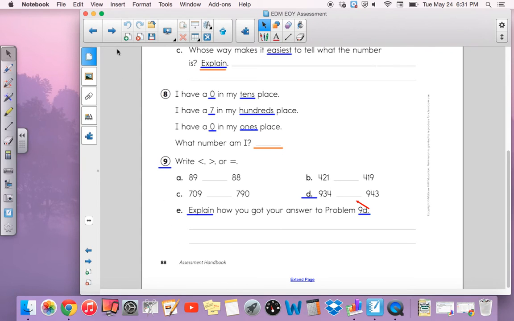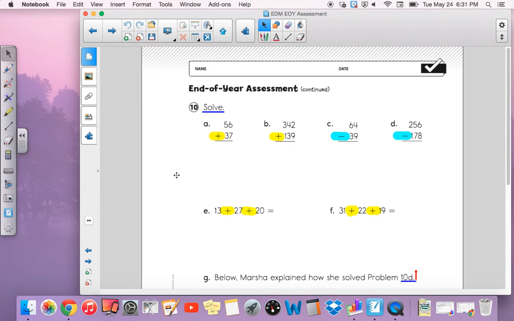Okay, I think I could get one more in. Yes. You're going to solve A, B, C, D, E and F. Here's the thing. Be very, very careful. I highlighted here so you remember this is addition. This is addition. Then it switches. This one is subtraction, and this one is subtraction. Then they come down here and they go addition and addition again.